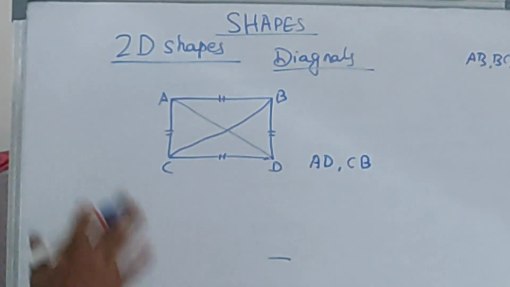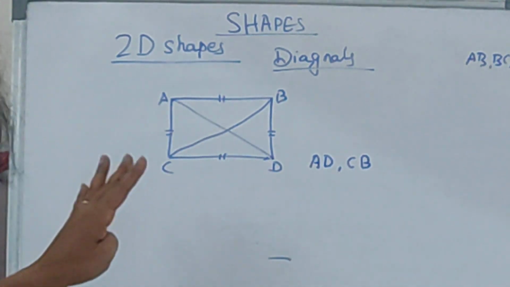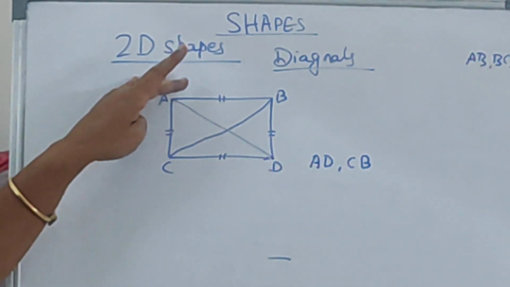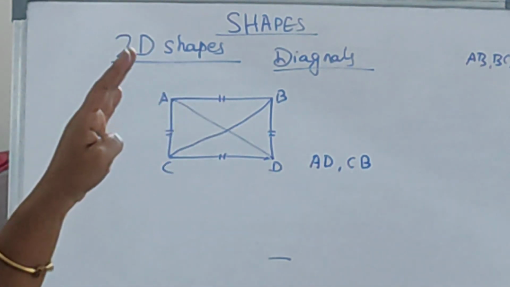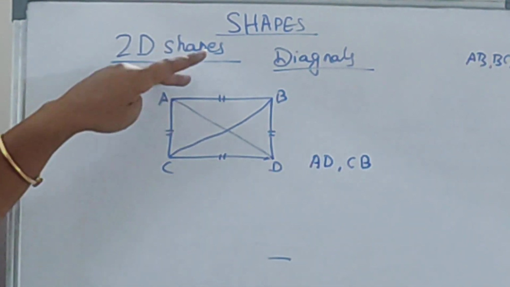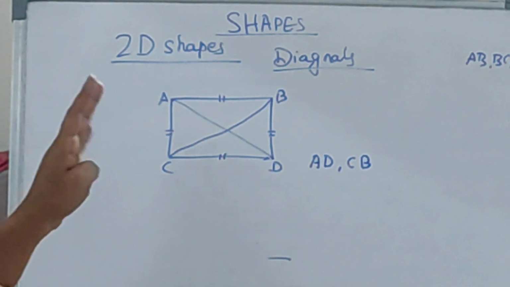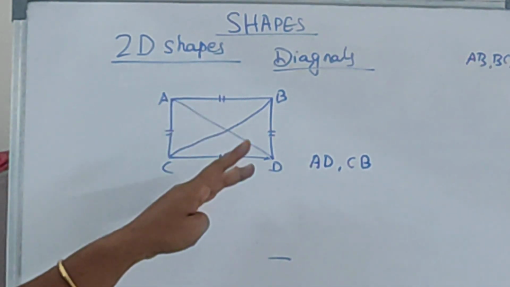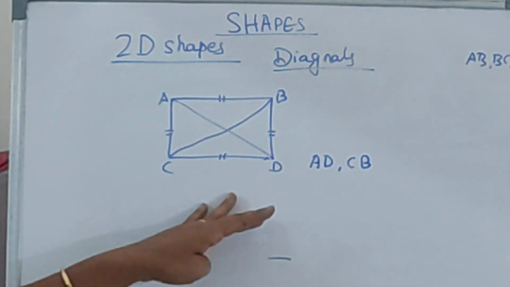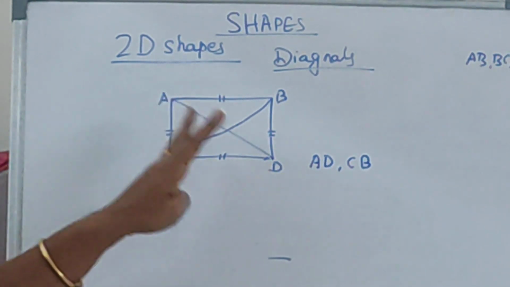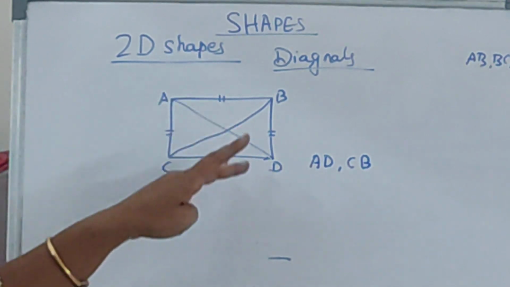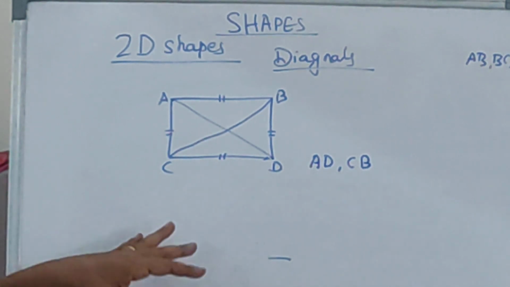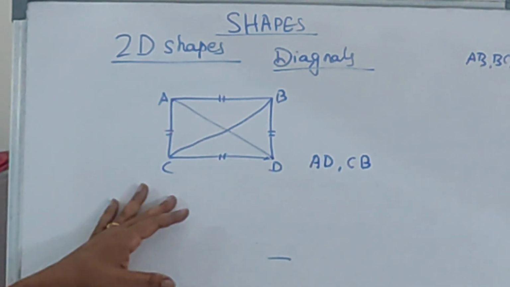Now I hope that in today's class you enjoyed a lot and learned a lot about 2D shapes: why the shape is called a 2D shape, what the dimensions of 2D shapes are, what a side is, how you will name the sides, and what diagonals are. Also you will learn what vertices are and why we call them vertices. Hope you enjoyed this session, and if you have any doubt, let me know. I will try to clear it.